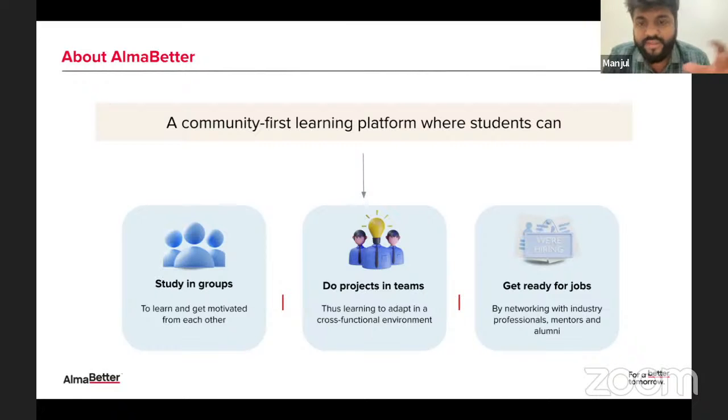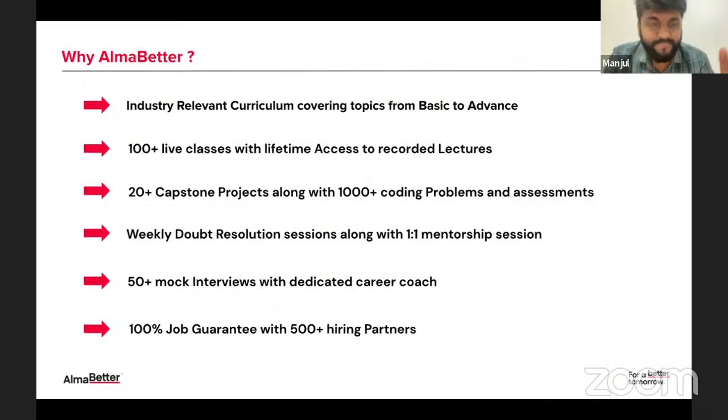In this session only, while Sayan was telling a lot about different topics, he was also relating them to the real world, because that is what the industry demands. And that is what we do here. We first of all ensure you're learning things, you're practicing things, you're working in teams, and you're getting ready for the jobs. Now, the next question that arrives is, why AlmaBetter?